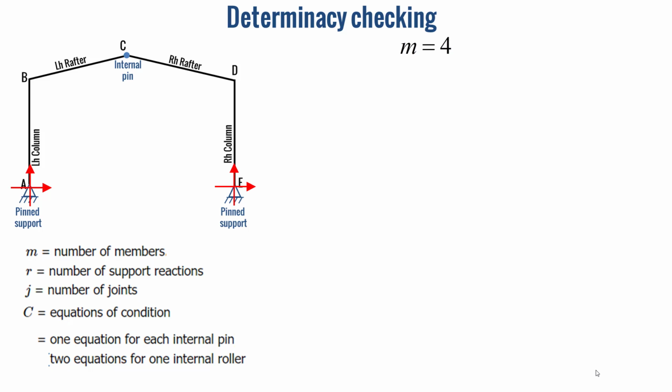and R, the number of support reactions, is equal to 4 because we have horizontal and vertical reactions at both pin supports. G, the number of joints, is equal to 5: A, B, C, D, and E. And the equations of condition C is equal to 1 because we have one single internal pin.